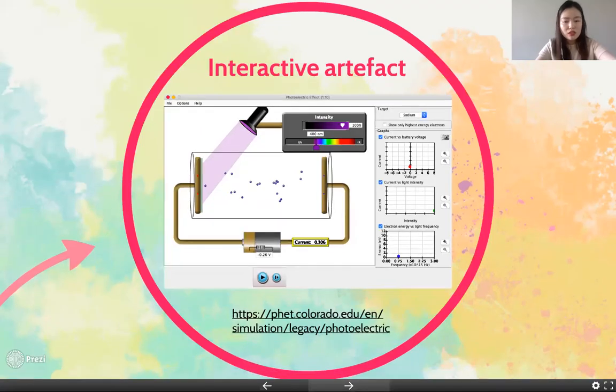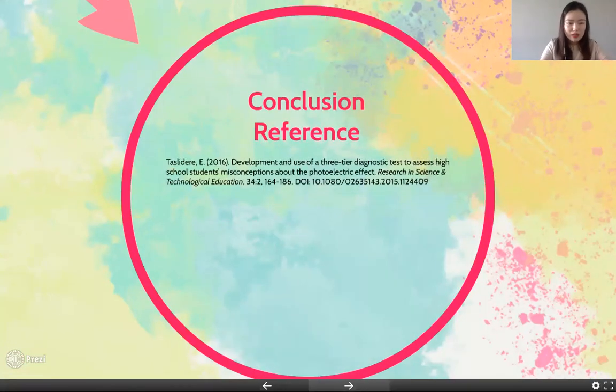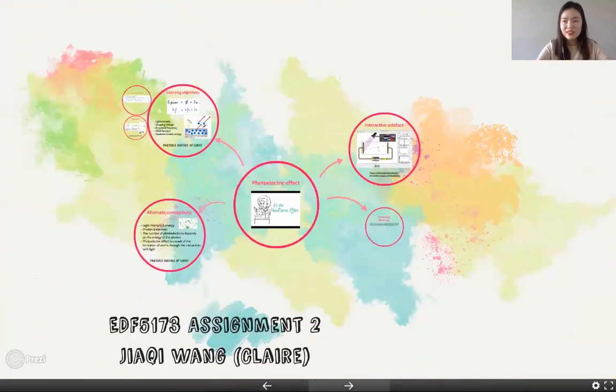So in conclusion, the photoelectric effect is a complex concept that students might have difficulties understanding, given the new model of light, and have many alternate conceptions. But these difficulties can be overcome with the help of many modern technologies, multimedia presentations, and hands-on practical investigation. And that's the end of the presentation. Thanks for listening.